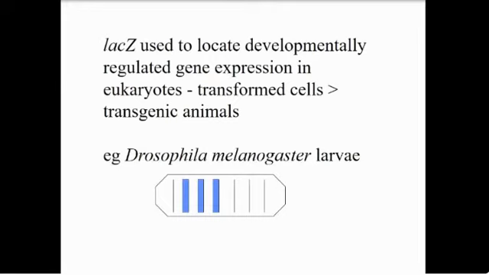This is an example of using the LAC-Z gene in looking at regulation in eukaryotes. It's really quite an early use of that, and looking at developmentally regulated gene expression in Drosophila, and so actually integrating LAC-Z into the chromosome downstream of various promoters which were thought to be developmentally regulated.